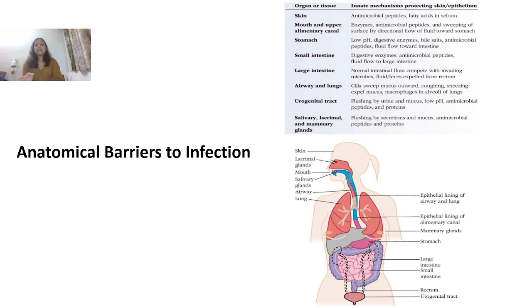So, what are the anatomical barriers to infection? As I already told, the skin is one example. Not all pathogens can invade our skin and enter. There are different passages through which the pathogens can enter, but there are barriers to these pathogens which protect us from them. So, one is skin. Skin secretes some antimicrobial peptides or fatty acids which are present in sebum.